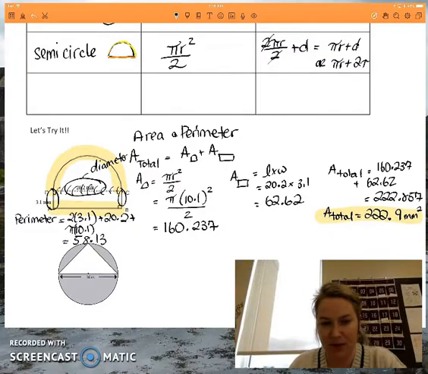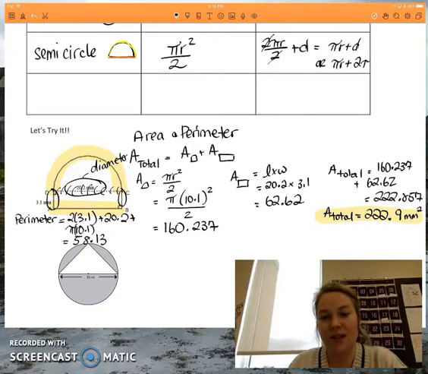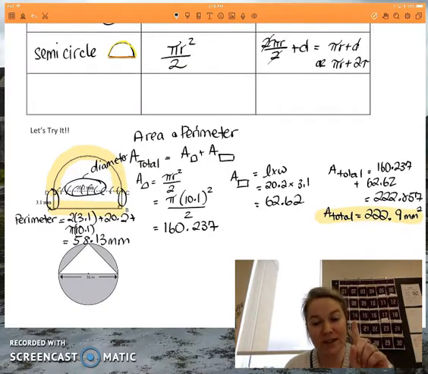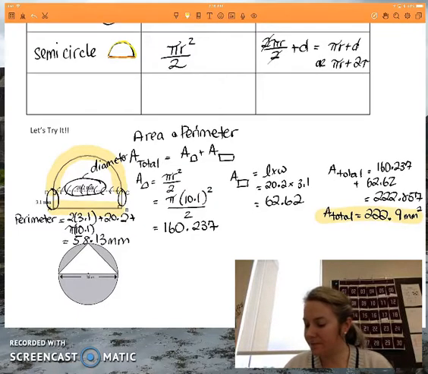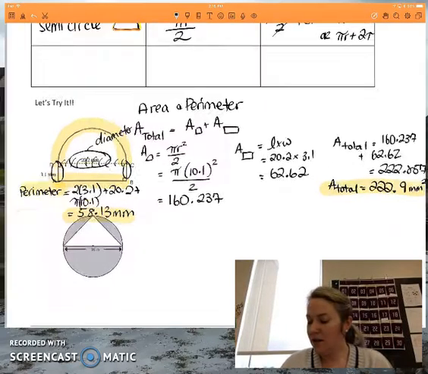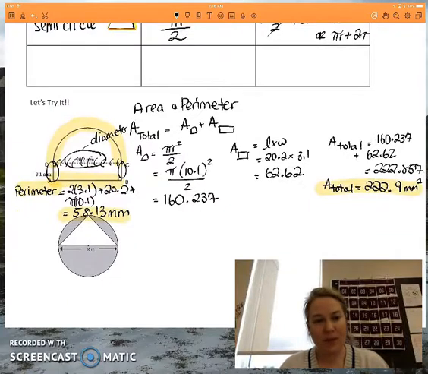58.13 with some zeros. What are the units? Millimeters, because perimeter is a length, one-dimensional, so it's just millimeters. So now I have the perimeter as well. So I'm done both for that. Let's do one more quickly.